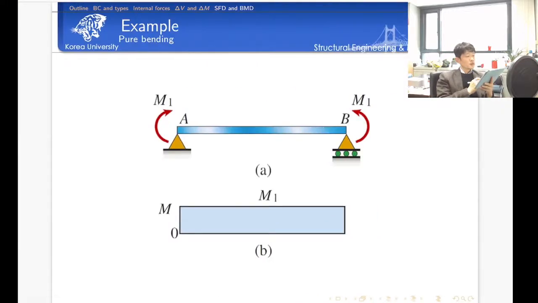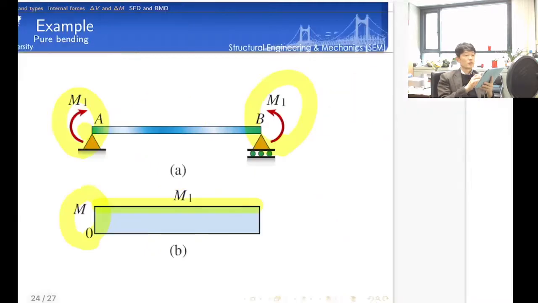Now let's consider the pure bending case. In the pure bending problem, we have M1 and M1 on the left-hand side and right-hand side. And then if you calculate, the reaction is equal to 0. My shear force diagram is 0, flat, it's just 0, no change. And because I have one external bending moment, it starts from M1, okay? And then this is positive, and then a horizontal line. This is a pure bending moment case.